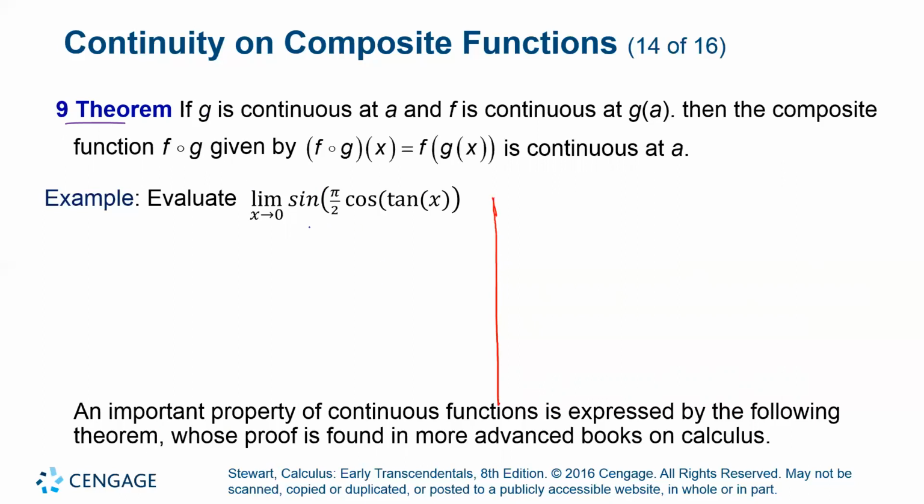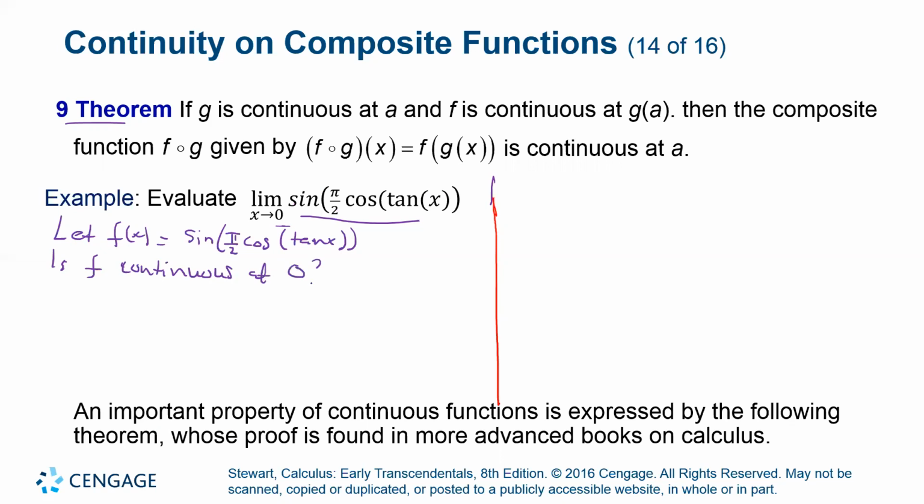So I want to evaluate this function. I'm going to use composite functions for that. Now I'm going to let my f of x be equal to this: the sine of pi by 2 cosine of tangent of x. If I want to evaluate this, I want to know whether it is continuous at 0, right? So the question is, is f continuous at 0?